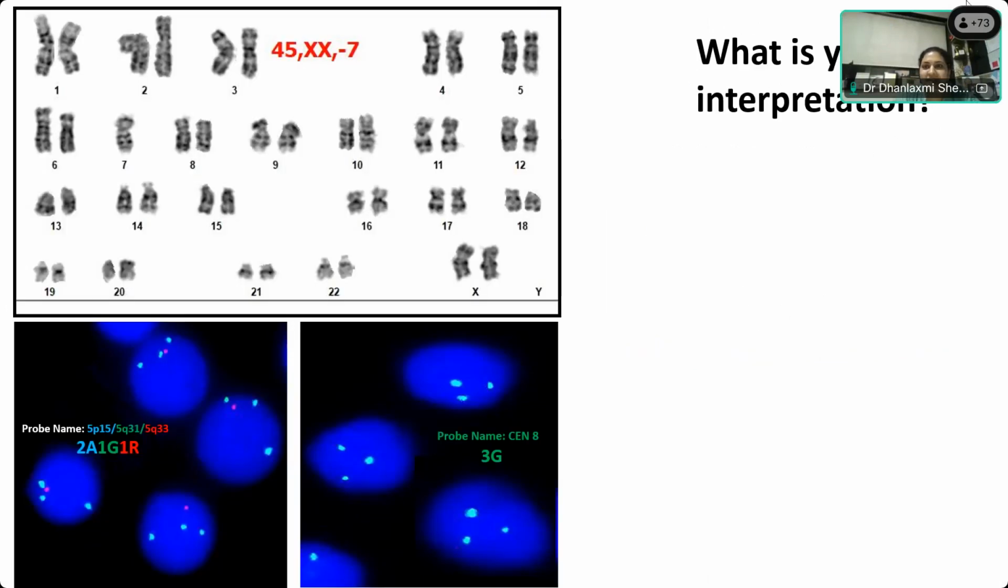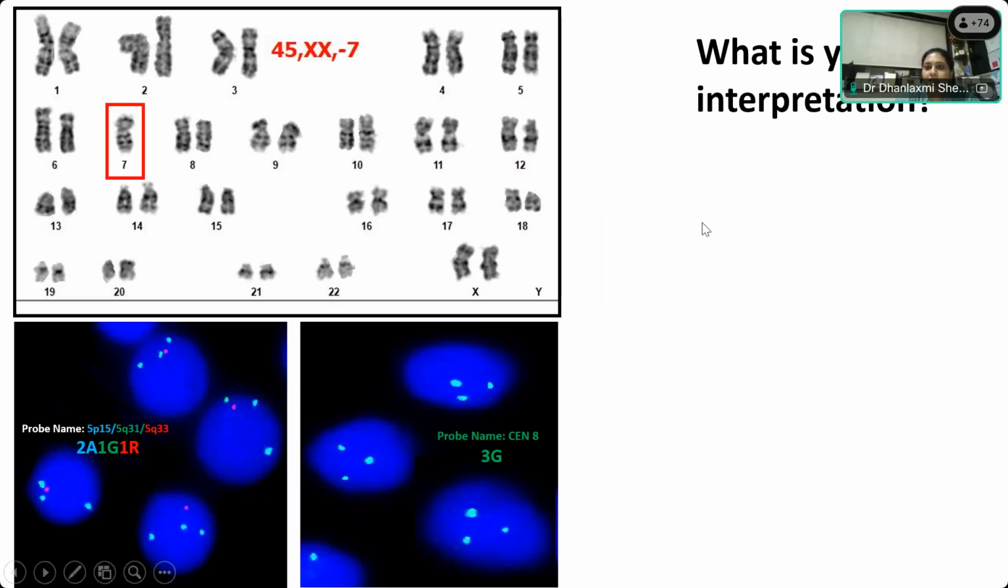I'm glad about that. So here, this is one case. Now you can see one karyotype image here, right? And you can see a chromosome missing. You can see just one chromosome 7, right? So there is -7. So how would you give the result when there is just a loss of 7?